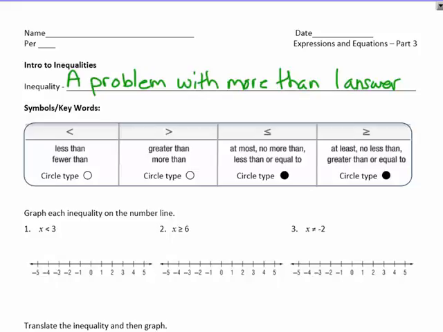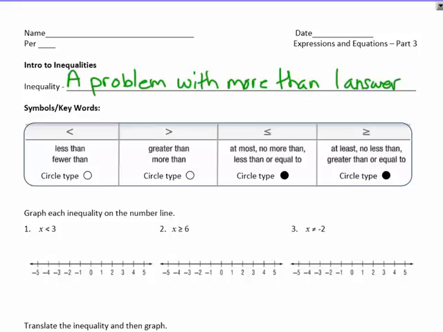So one of the new pieces to this is that we have to be able to create a number line graph as a picture to show all of the possible answers. So we're going to practice just that part before we start actually having to solve these.